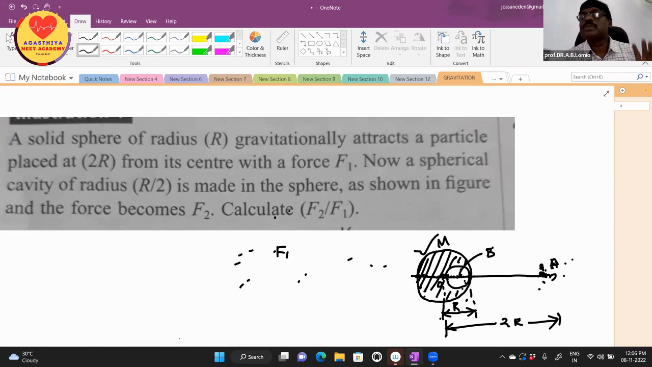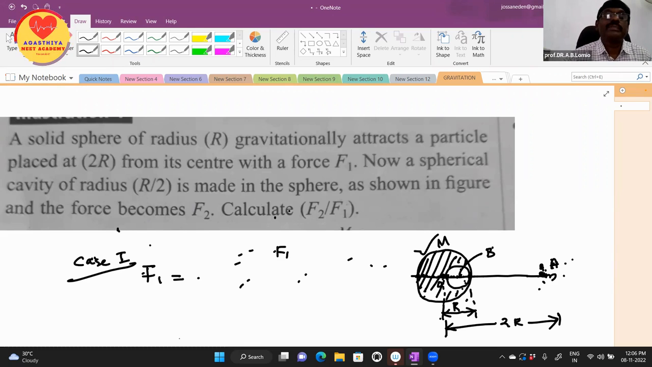That is the concept. How to approach this problem? The problem relates to Newton's law of gravitational force. In the first case, we look without the cavity; in the second case, with the cavity. Okay, now the first case. The force of attraction between the solid sphere and the particle placed at the distance 2r. What formula should we use? Newton's law of gravity, G m1 m2.